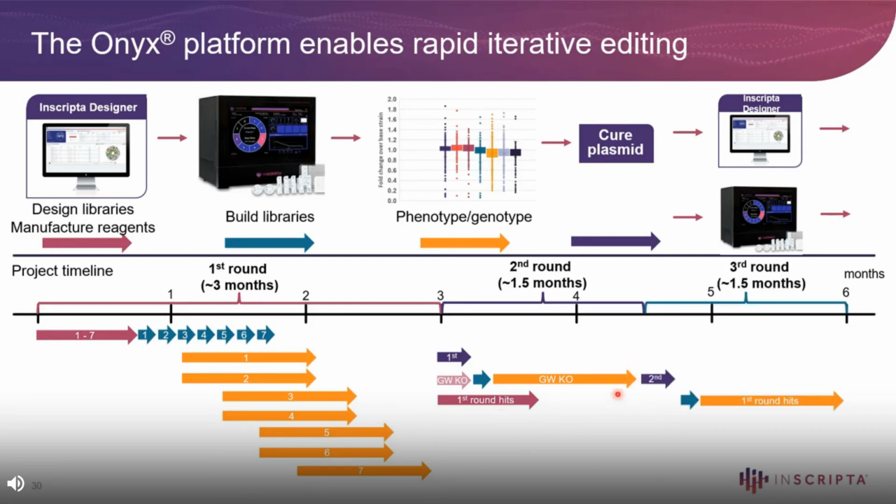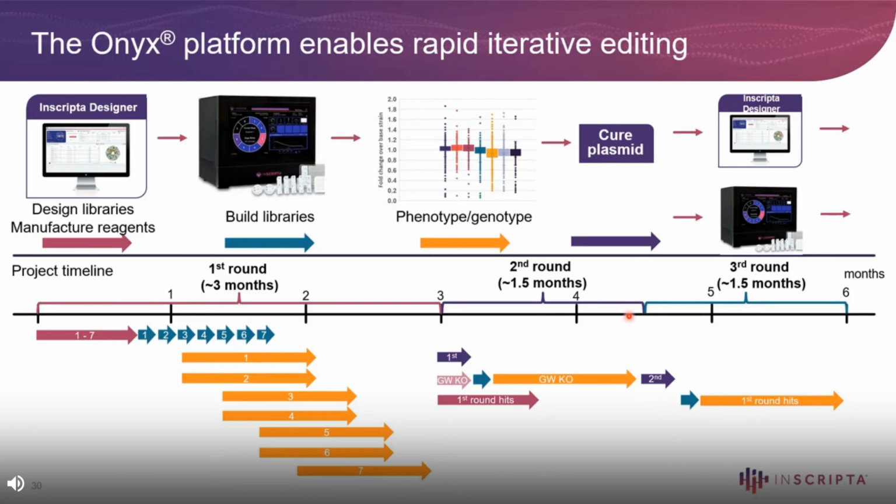So we took one of our second round hits, we cured the plasmid from that strain, again, that takes about a week, built the library, 3 to 4 days, and then this is a first round hits library, and then we phenotyped and genotyped that. So the third round took about 1.5 months as well. So in the span of about 6 months' time, we're able to identify a top strain that had 4-fold improvement in CBH1 production. So a significant improvement.